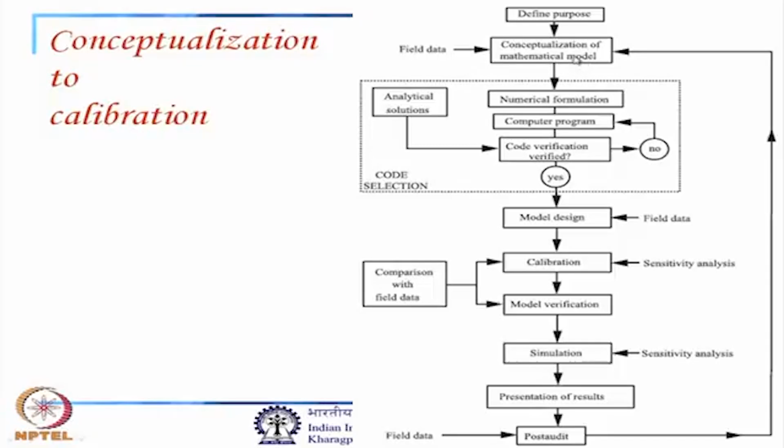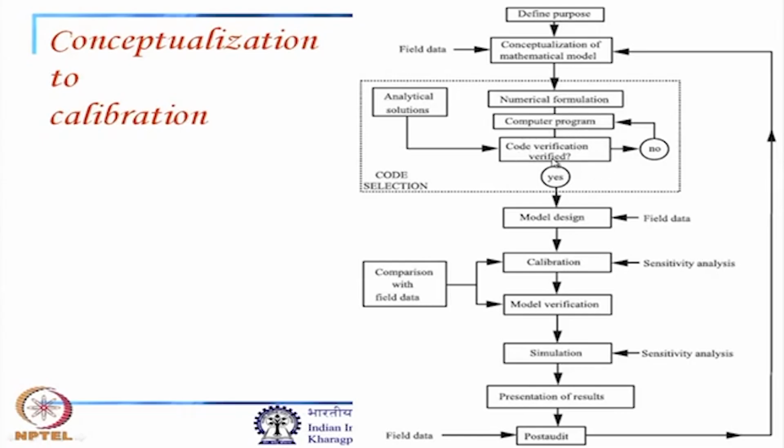So, we need to identify the governing equations that will be required for a particular problem. So, identification of governing equation, then boundary condition, initial condition. So, the next thing is numerical formulation. In numerical formulation, we can discretize the equation, we can write the computer program.